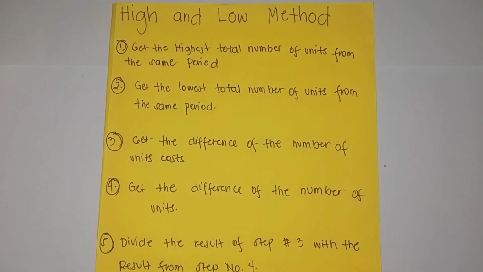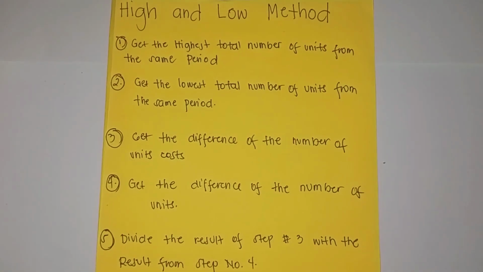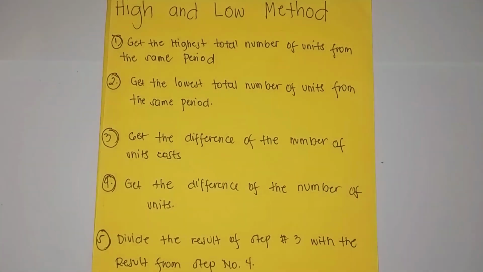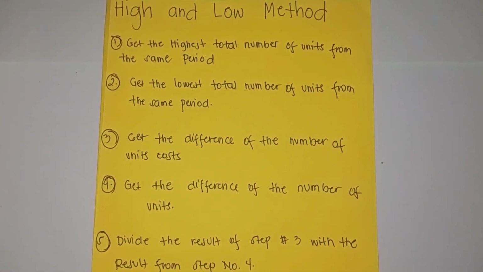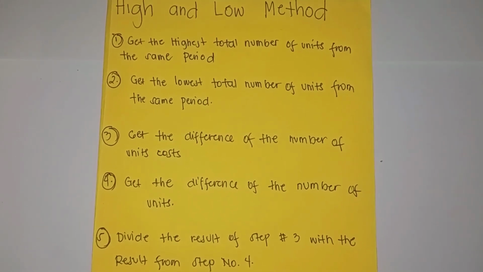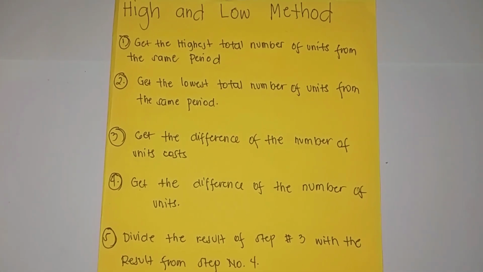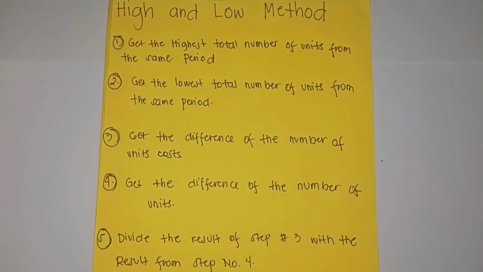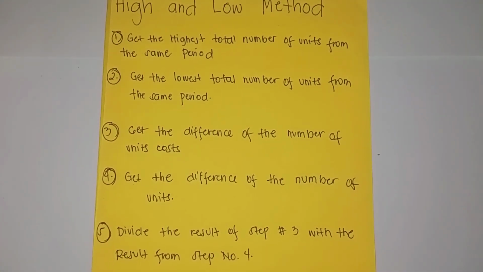So first is to get the highest total number of units from the same period. Two is to get the lowest total number of units from the same period. Step number 3 is to get the difference of the unit costs. And step number 4 is to get the difference of the number of units.